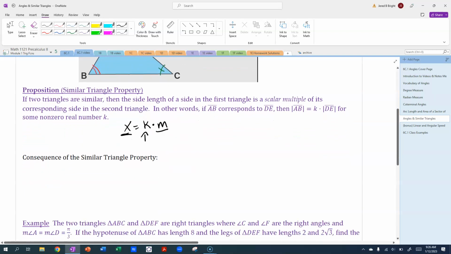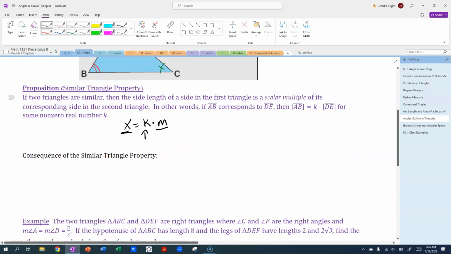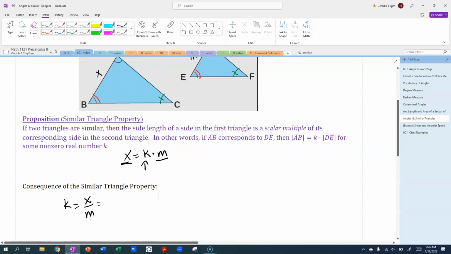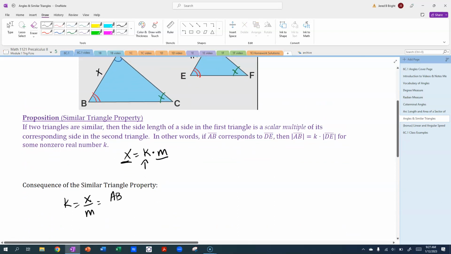That's actually what I wanted to mention as a consequence. If we wanted to find what this value of k was, all we have to do is take x over m. In this case, if we wanted to find this multiple, that would be side length AB, formal notation is like this, over side length DE. Really, the ratio of any two sides gives us this scalar multiple. Also, I shouldn't use plus, I should use just an and symbol.